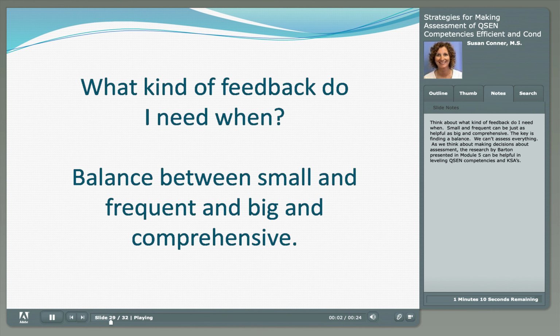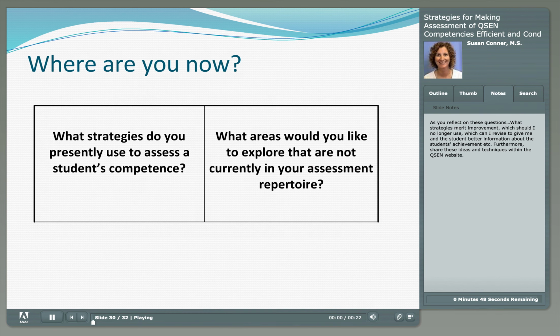Think about what kind of feedback do I need when. Small and frequent can be just as helpful as big and comprehensive. The key is finding a balance. We can't assess everything. As we think about making decisions about assessment, the research by Barton presented in Module 5 can be helpful in leveling QSEN competencies and KSAs.